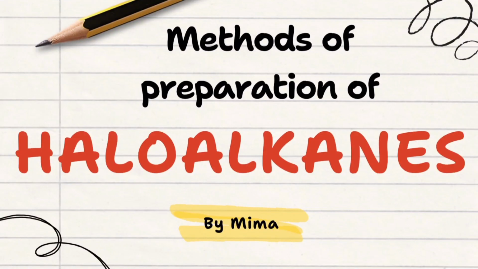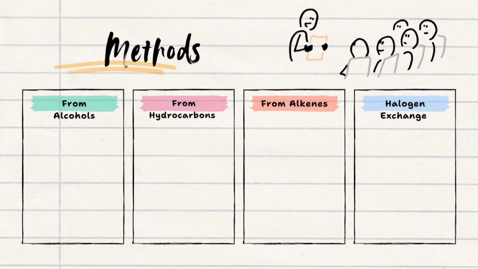Methods of preparation of haloalkanes. If you're not sure what haloalkanes and haloarenes are in organic chemistry, you can go and check out the shorts uploaded on the same YouTube channel. There are primarily 4 methods of preparation of haloalkanes, the first being from alcohols.